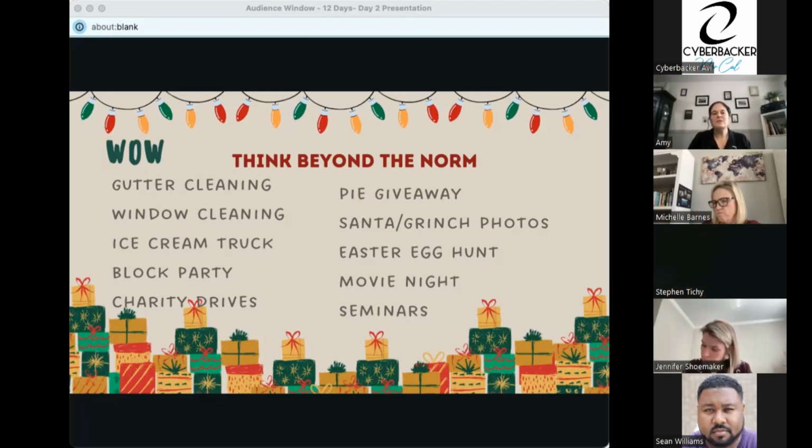Same thing with window cleaning. Maybe you're going to have an ice cream truck come to the office and you can have people come to you for an ice cream party. Maybe you're going to host a block party, same idea as that National Night Out. You could do charity drives, right? Great way to care about your community as well as get donations.